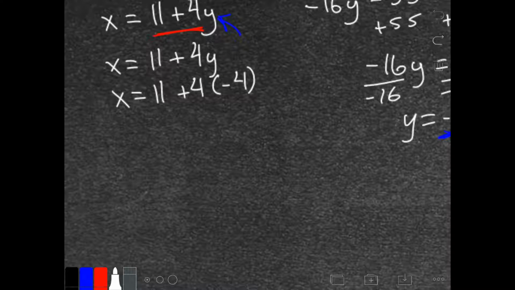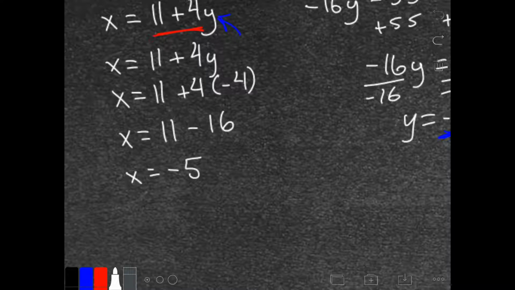Well, order of operations, good old PEMDAS. Can I add first, or do I want to multiply 4 times negative 4 first? I want to multiply first. So this is going to be 11. Well, 4 times negative 4 is negative 16. And 11 minus 16 gives me negative 5.